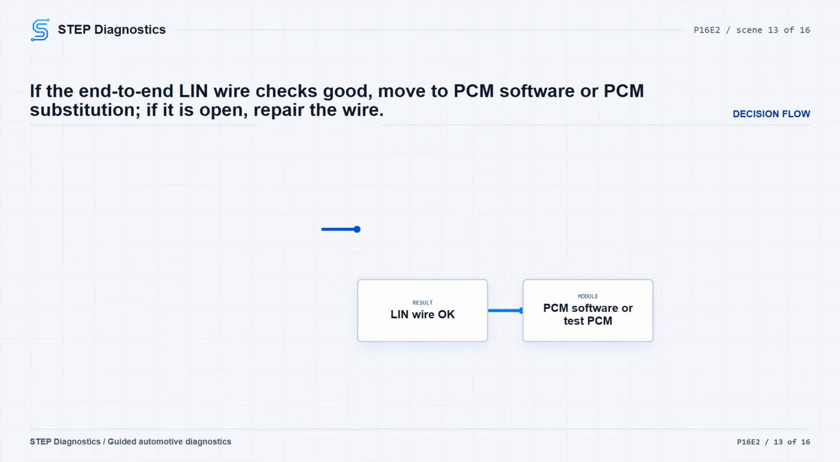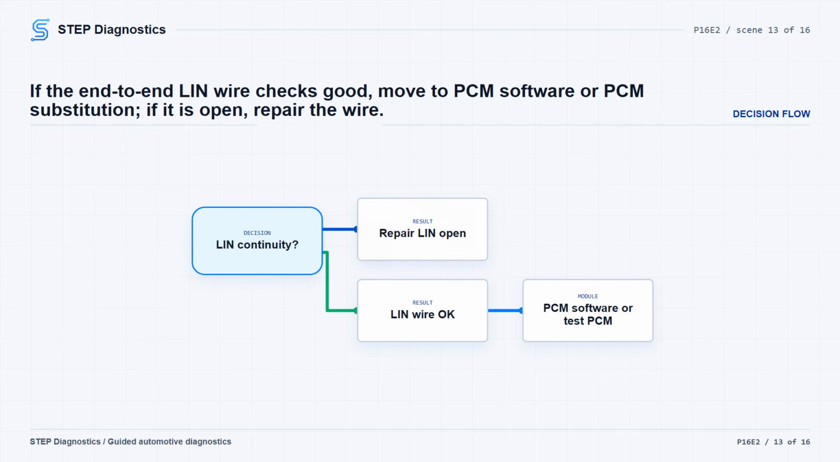If there is continuity, the LIN wire is okay. In that case, update the PCM if it does not have the latest software, or substitute a known good PCM and recheck. If P16E2 goes away after the PCM update, troubleshooting is complete. If P16E2 goes away with the known good PCM substituted, replace the original PCM. If there is no continuity, repair the open in the LIN wire between the alternator and PCM terminal B40.